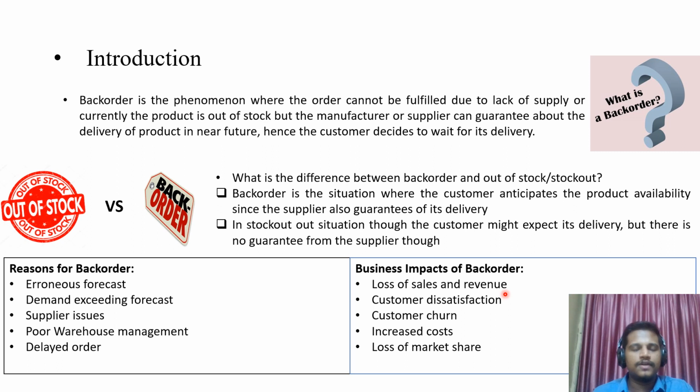So once a customer decides he wants to buy a product, but at that moment he is not able to get that product, that makes the customer dissatisfied. He wants a product, but the manufacturer or supplier is not able to deliver. So that might lead to customer dissatisfaction. And there might be a case that the customer might look for alternatives, or maybe the competitor's product, and this might lead to customer churn.